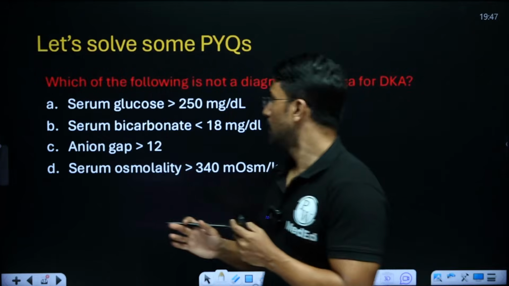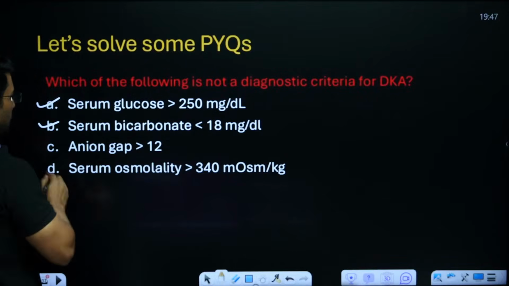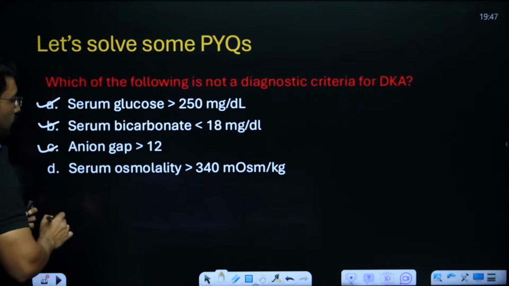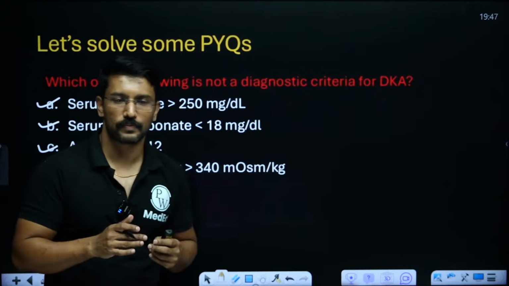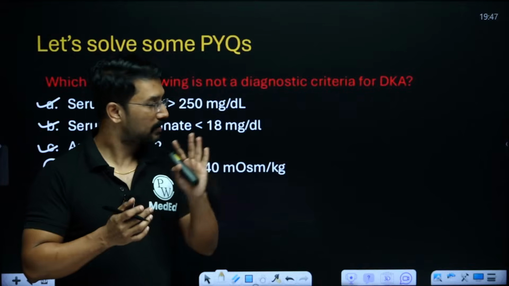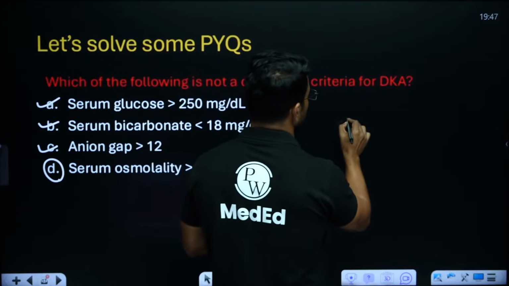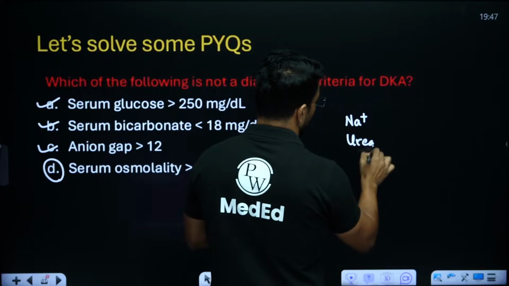Right, very good. So serum glucose was part of the criteria, serum bicarbonate was part of the criteria, anion gap was part of the criteria. Serum osmolality in DKA will be generally high. Why? Because glucose is an osmotically active substance, and the three major osmotically active substances in the blood are sodium, urea, and glucose.